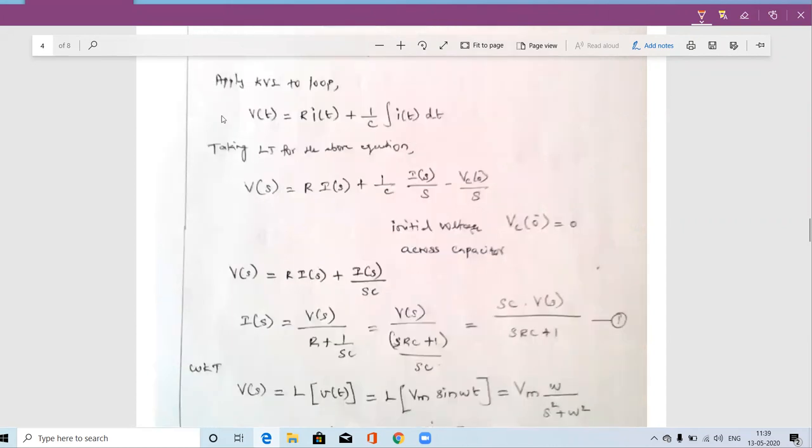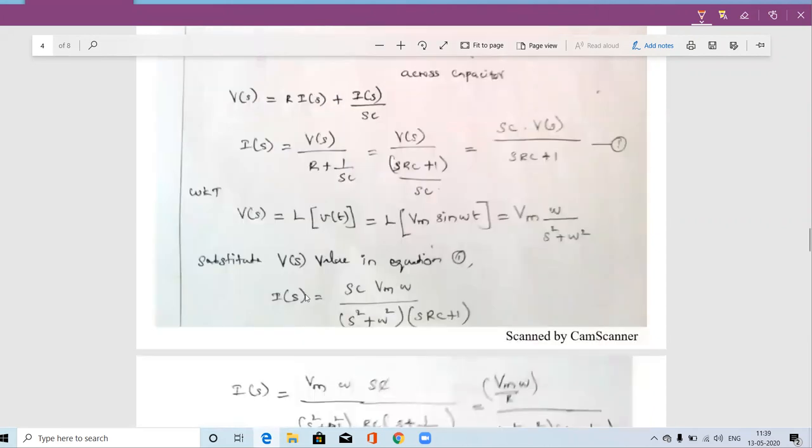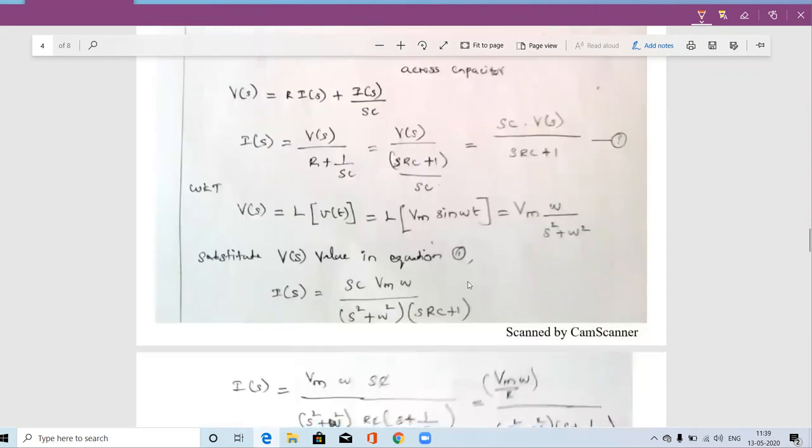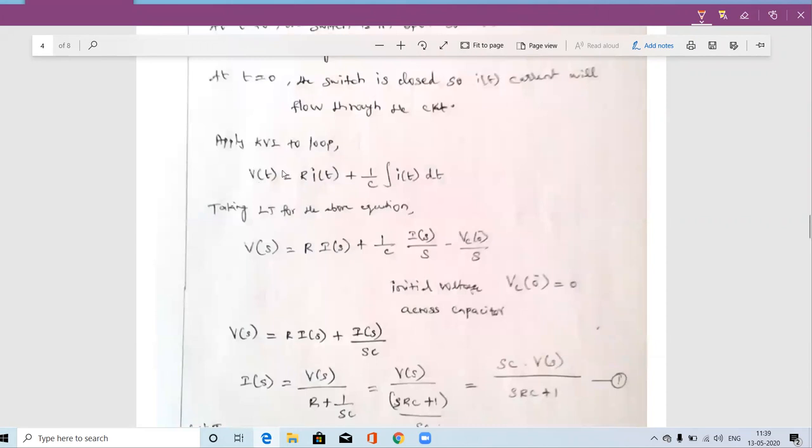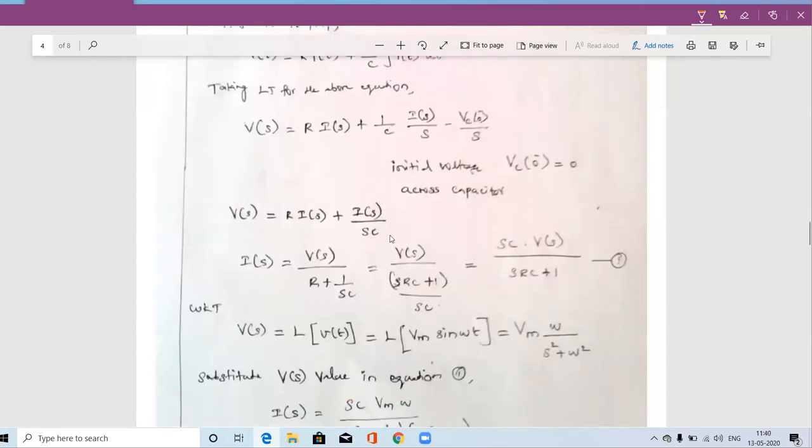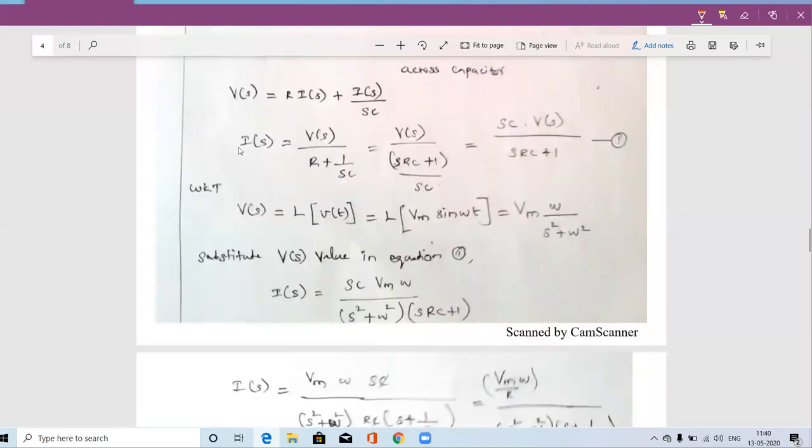Okay, and now, in the last step I can substitute the value of v. Here the v of t value is Vm sin omega t. For simplicity I am keeping v of t, and in the last step I will substitute the value of v of s. Okay, so the Laplace transform of R into I of t is R into I of s. Laplace transform of this one is I of s divided by s minus the initial value. Here the initial value is 0, so you just neglect this term. Similarly, you take I of s common, and from this the I of s can be written like this.